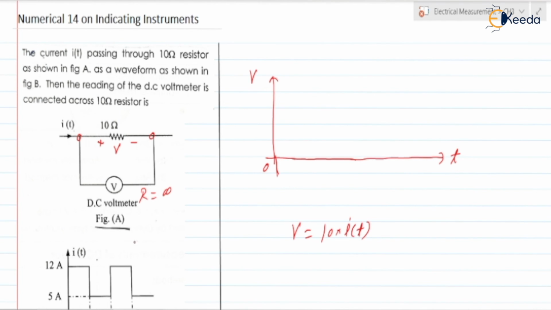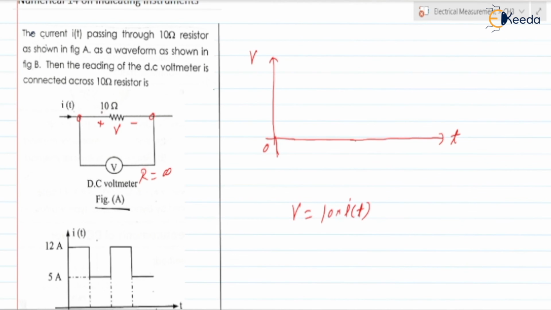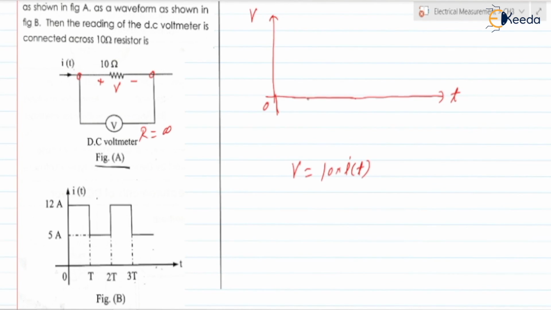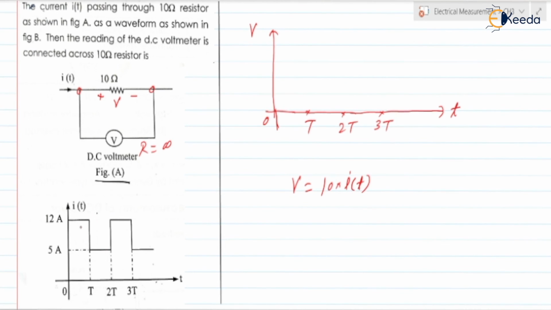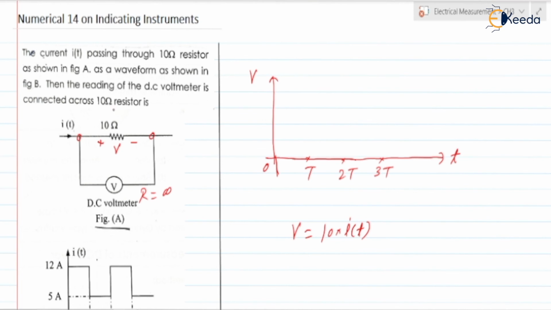We have the waveform of I of t, so we can draw the waveform of V. From 0 to t, t to 2t, 2t to 3t, and so on. From 0 to t, I of t is 12 ampere. So 12 into the resistance 10 is 120. So the voltage will be equal to 120 from 0 to t. This magnitude is 120 volt, right?